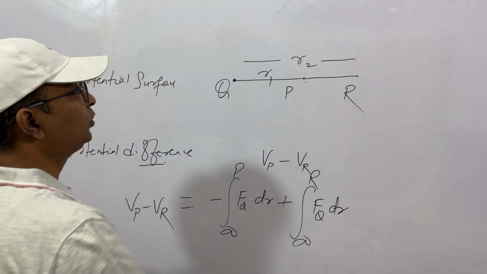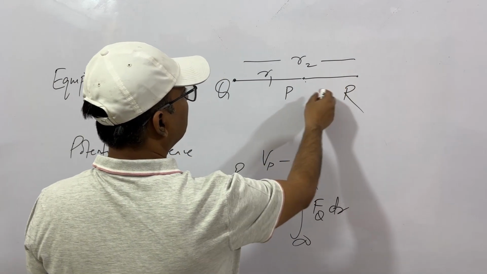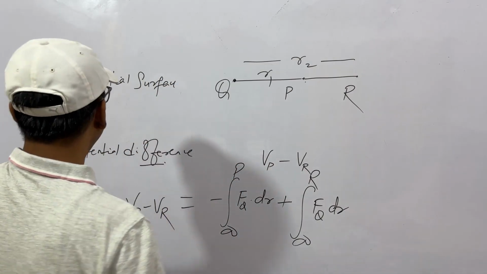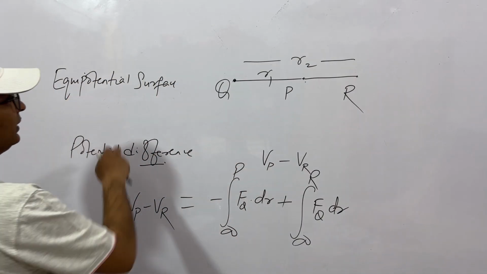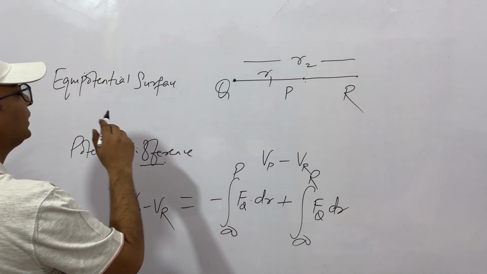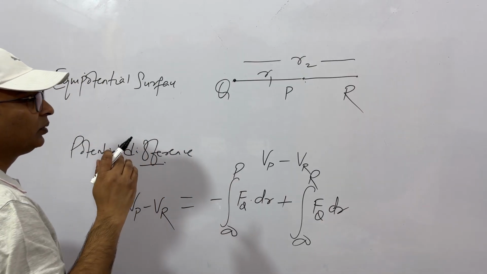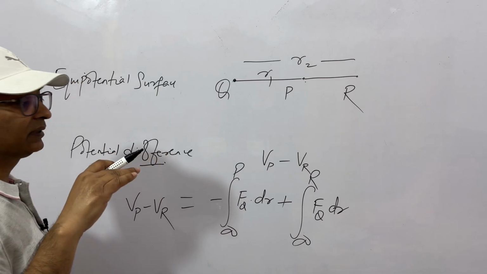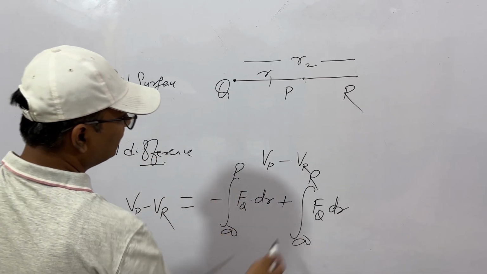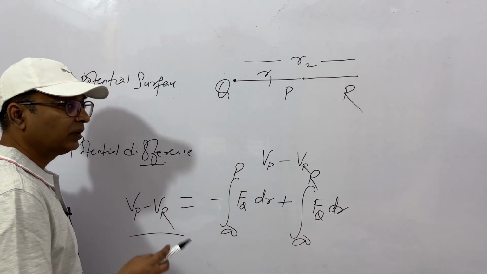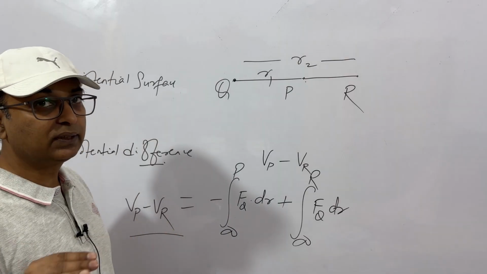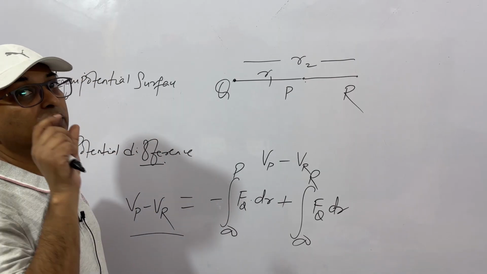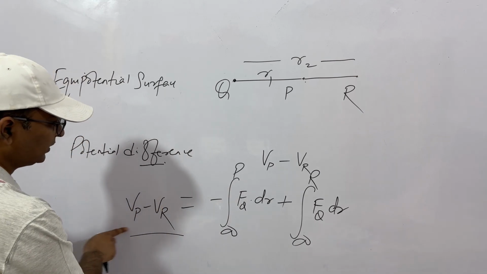So if 2 points have different potentials, there will be a potential difference between the two. What about equipotential surface? They have equal potentials. So the meaning is, if you take a charge from one point to another on an equipotential surface, since this and this are equal, the work done will be 0. So on equipotential surface, work done is 0, because that will be Q into V, where V is 0. Potential difference is 0.